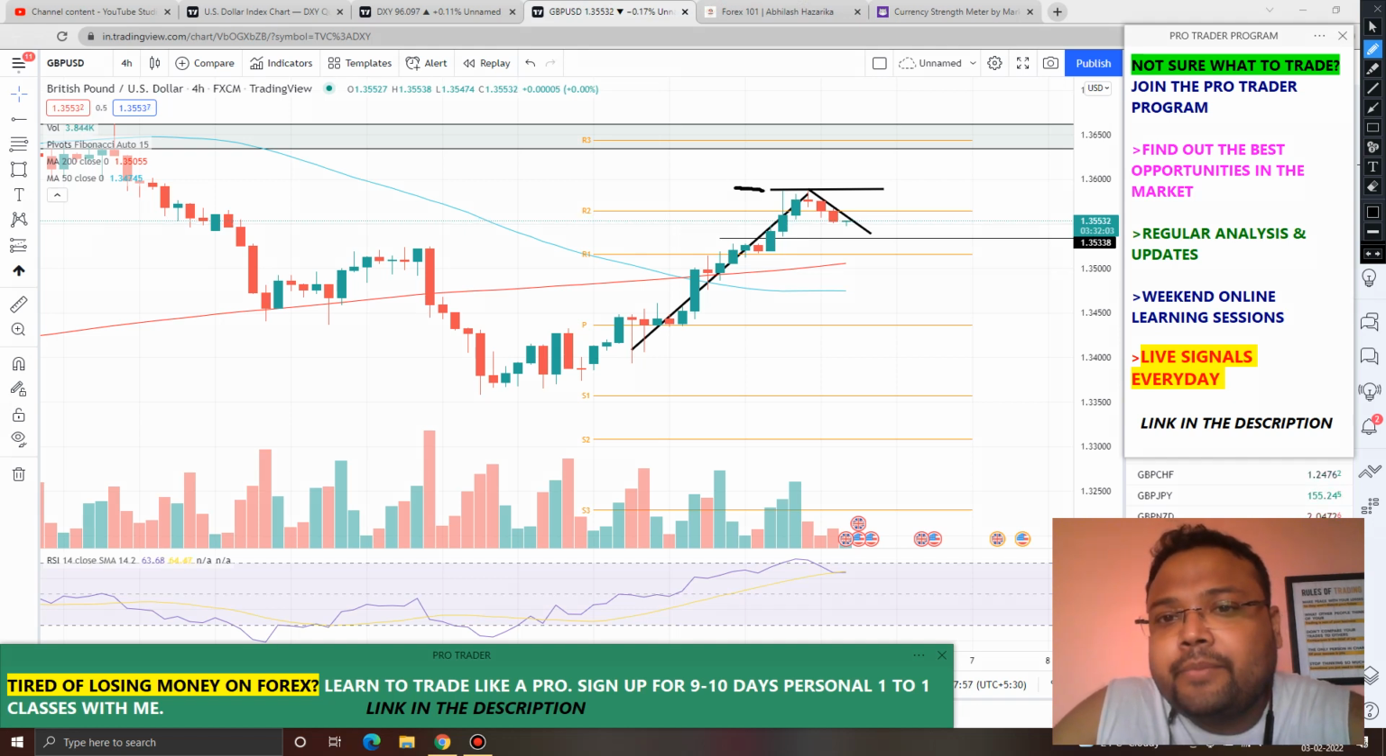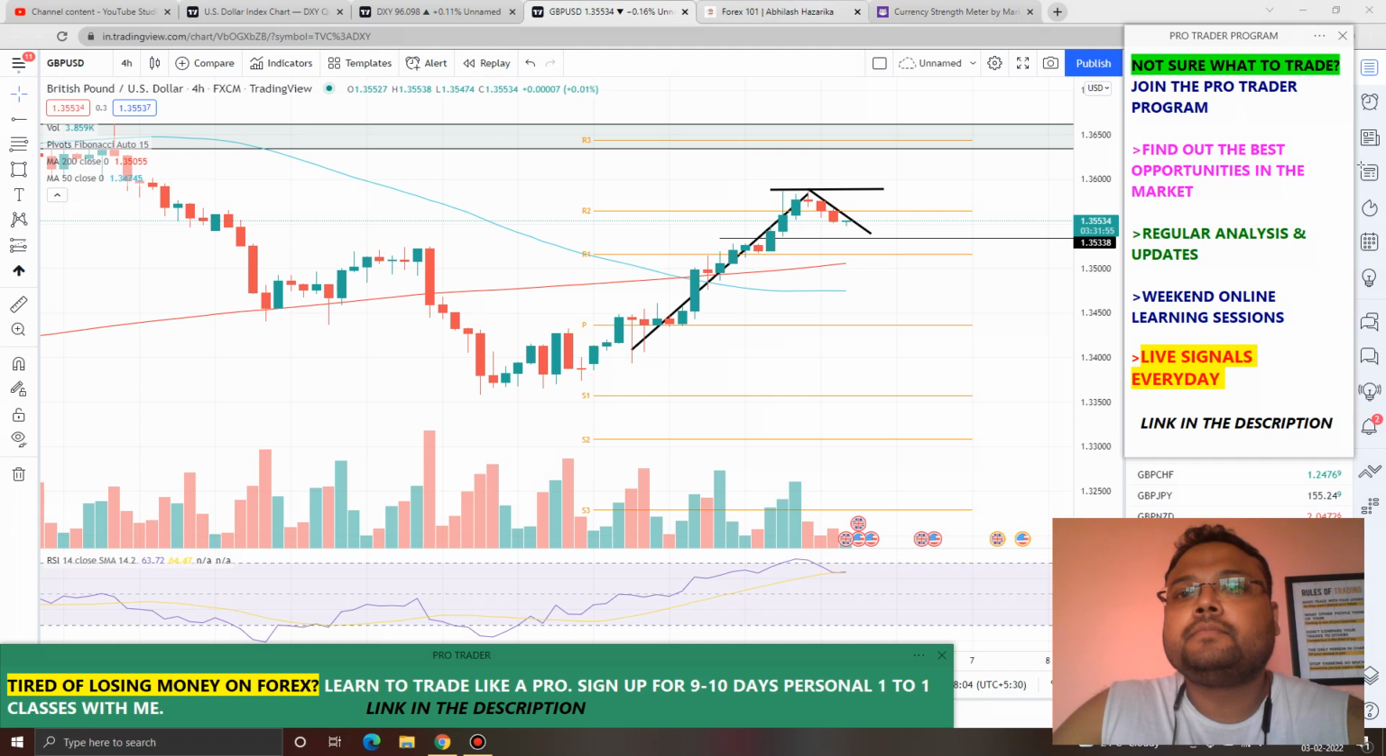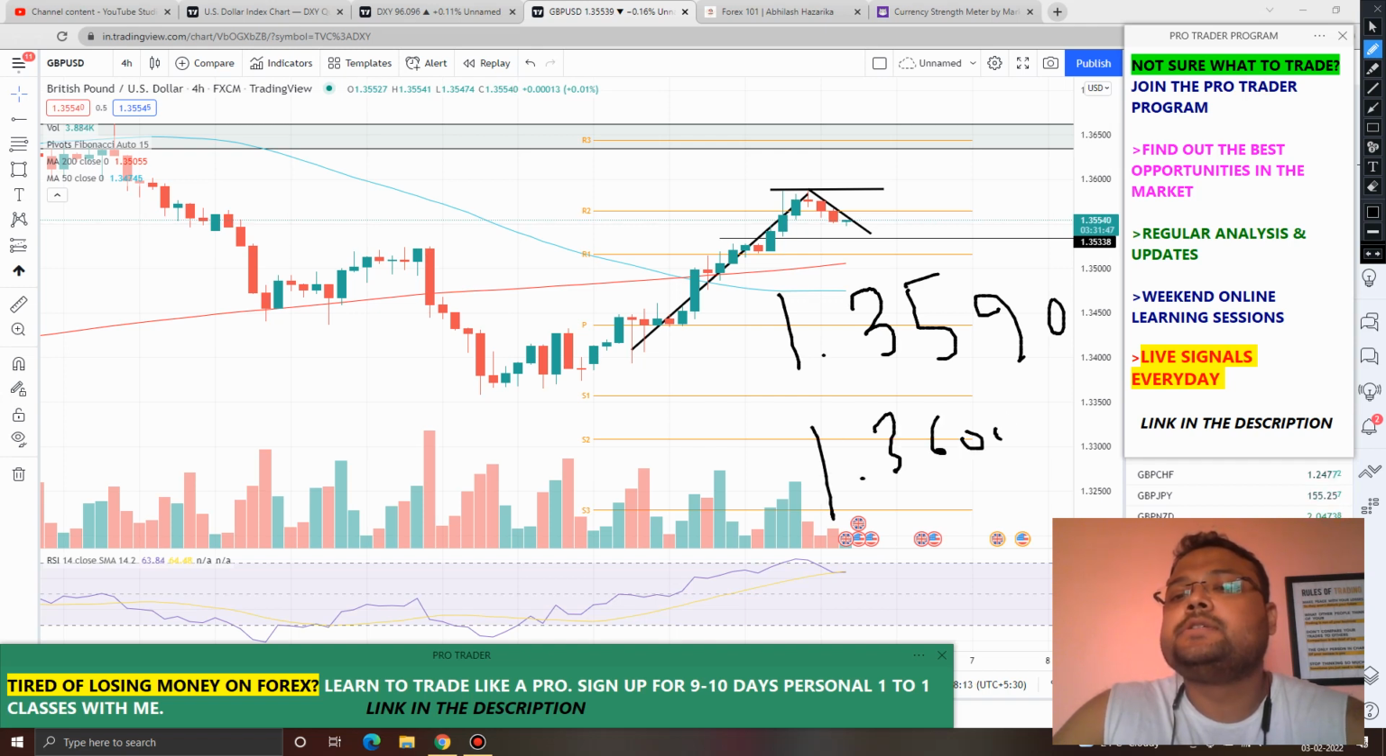And the last trading opportunity is in case there is a sudden breakout in the market and the market breaks this top, if the market breaks the level of 1.3590 or 1.3600 and becomes extremely bullish, then also you can take a buy position. But this level is right now far away, so let's see where the market moves.